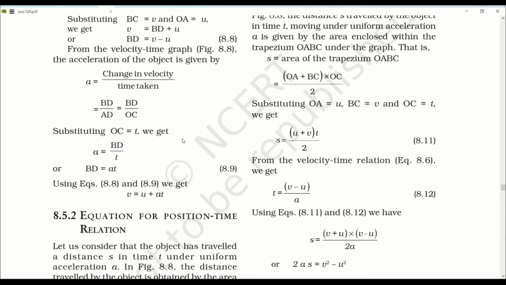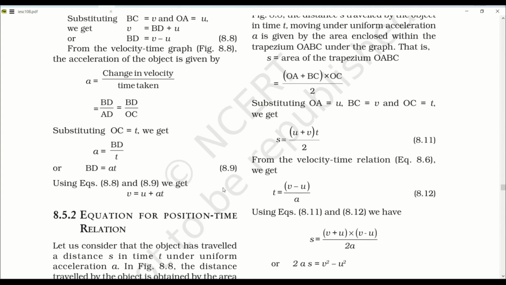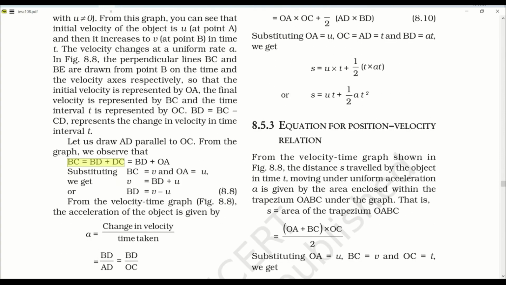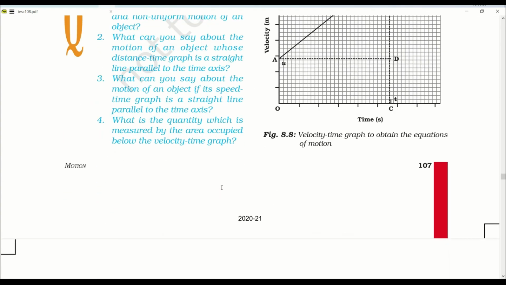Using equation 8.8, BD is equal to v minus u. This is the first thing that you got, and the second thing that you got is BD is equal to at. You have to equate both of them. BD is equal to v minus u is equal to at. So they have taken u, which was negative, to the other hand side. So u plus at is equal to v. That is the equation that you obtained, and this equation is the equation for velocity time relation.